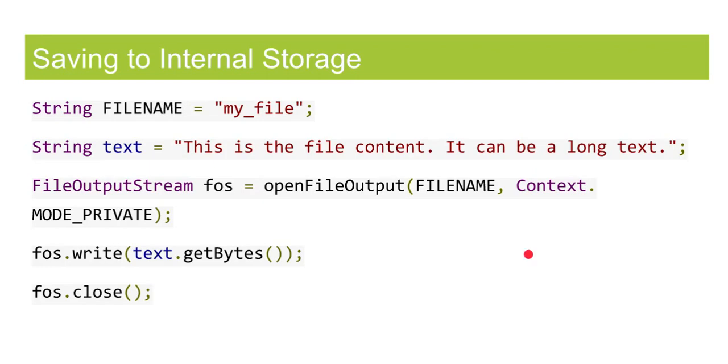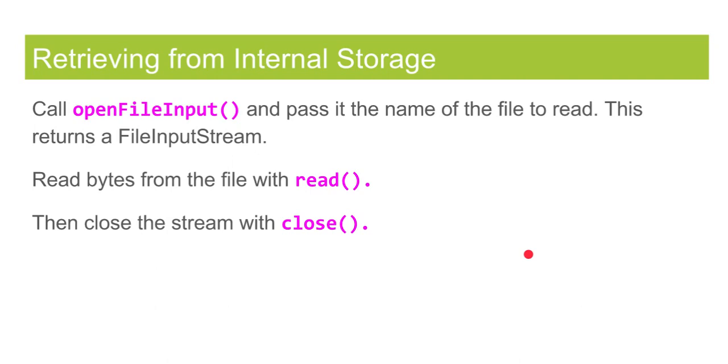Let's come to the slide now. We have seen that for retrieving from internal storage we can use openFileInput and pass it the name of the file. It will give us a file input stream, and we can use the read method to read bytes one by one from that input stream, and then we'll have to close that input stream. That's it.